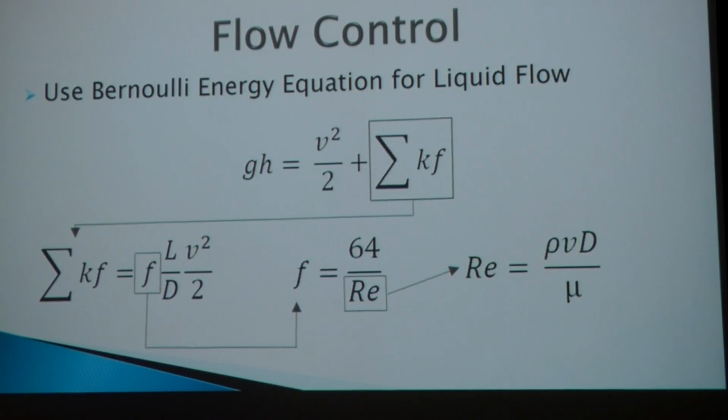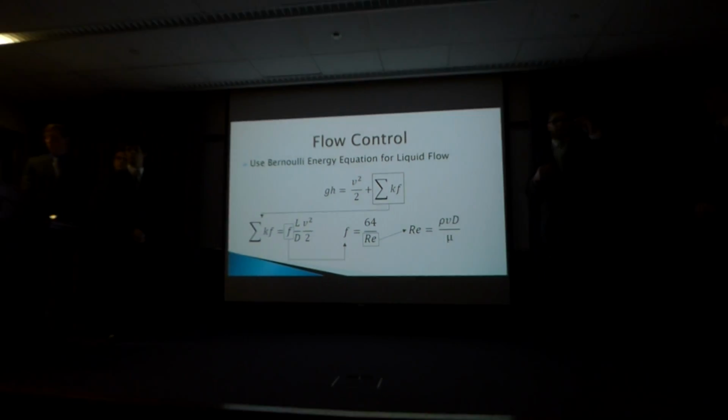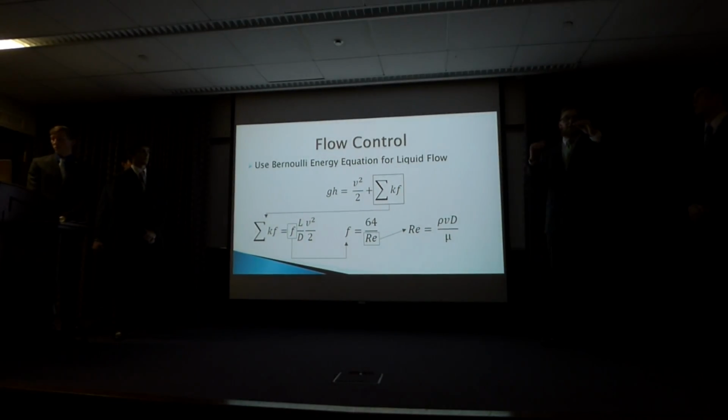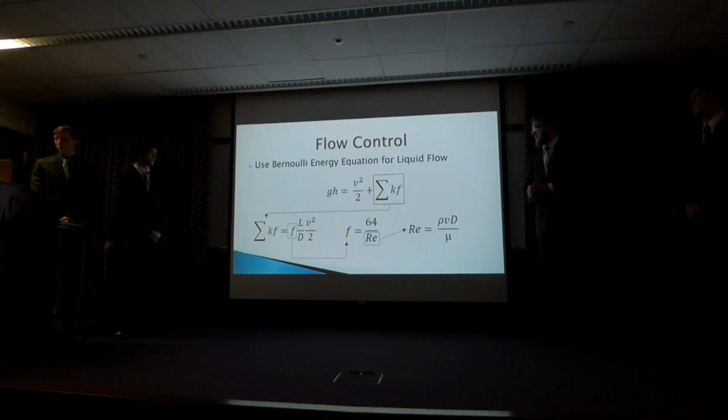So for our flow control, we use Bernoulli's energy equation for liquid flow. The way we plan to implement it is that when we figure out a fluid flow that is competitive against a bartender, we're going to have to design our system for a certain height to achieve that flow. So that top equation is our modified Bernoulli's equation, where you're going to have gravity times the height of your system, where the height of the system is defined as the bottom of the bottle down to where the spout pours into the glass that they're choosing.